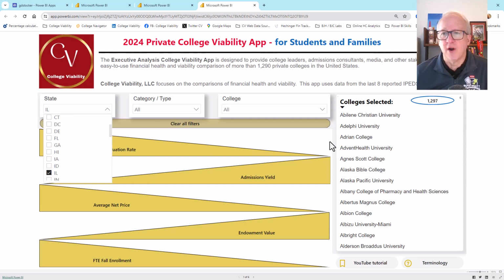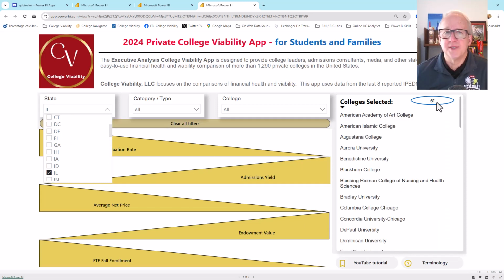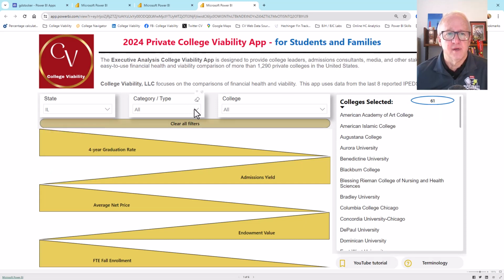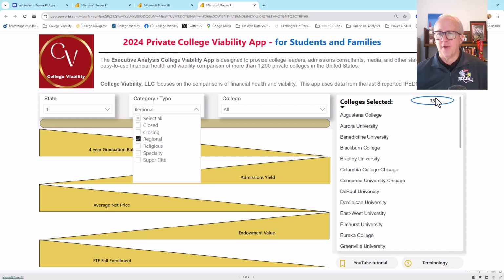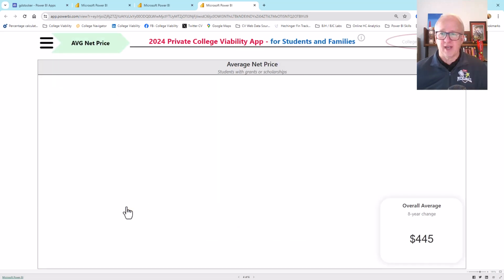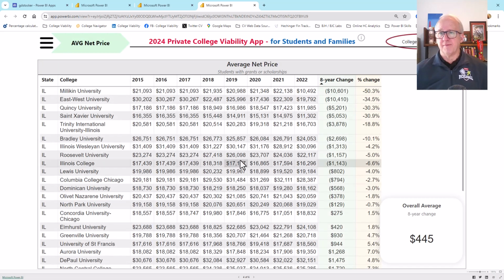And in Illinois, there are 61 private colleges, a mix of religious, closing, all those in Illinois. Let's just take a look at the regional, because that's going to give us some data. And in Illinois, there are 38 regional private colleges. And we can look at the whole list. Let's take a look at the average net price for those colleges. And the data is there.